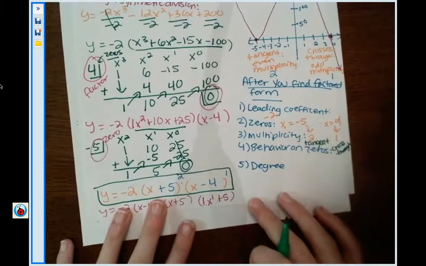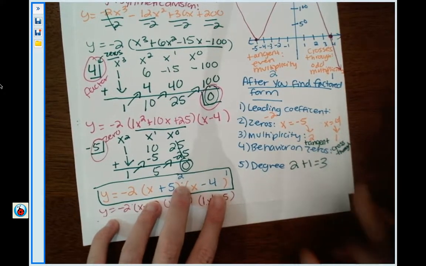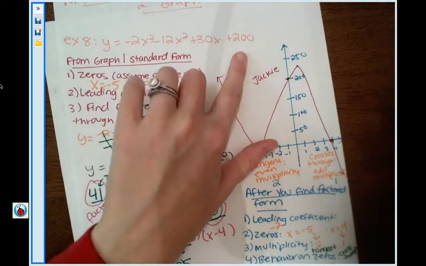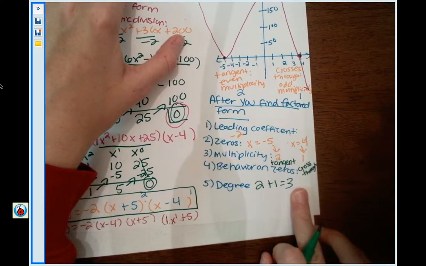And finally, you guys, the degree: we add up the exponents. So 2 plus 1 equals 3, which, if you see here, the degree in standard form is our highest exponent, which is a 3. So yay, it all worked out.